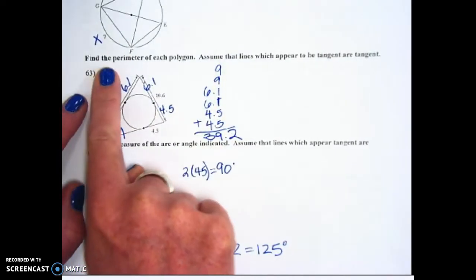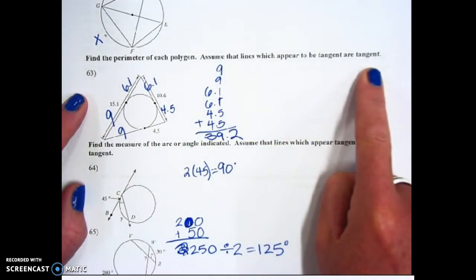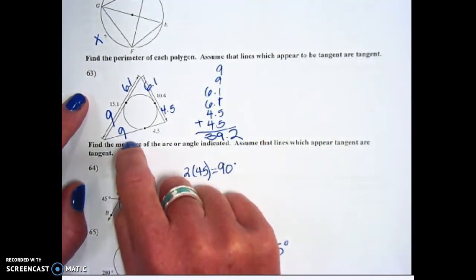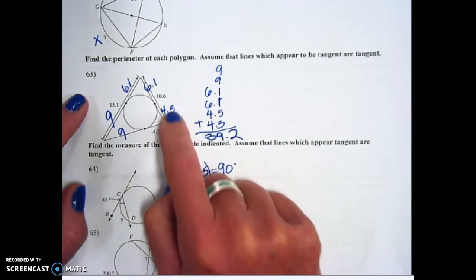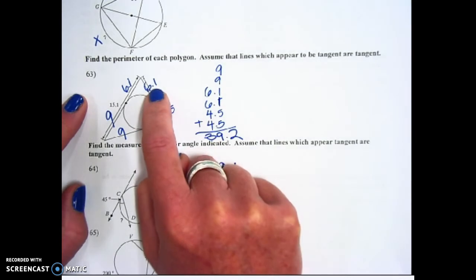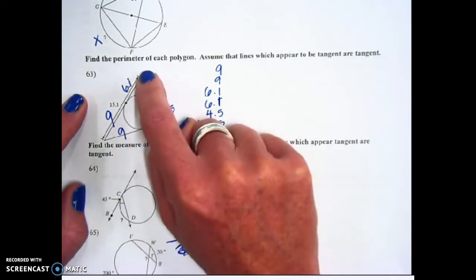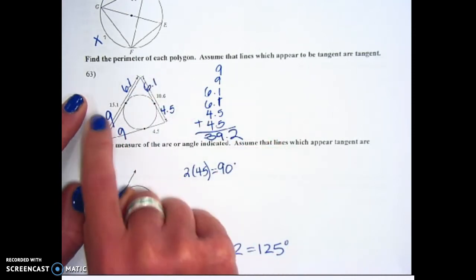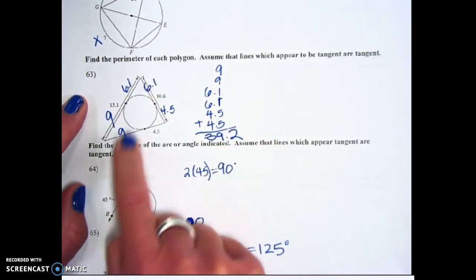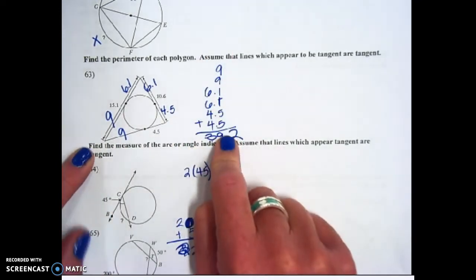Number 63, I was asked to find the perimeter. Assume that the lines which appear to be tangent are tangent. So if this is 4.5, that's 4.5. Subtract the 4.5 from 10.6 to get 6.1. This is 6.1, that's 6.1. Subtract the 6.1 from this side, that leaves you with 9, and if this is 9, then that's 9. So I added all 6 pieces of the 3 sides together and got 39.2.